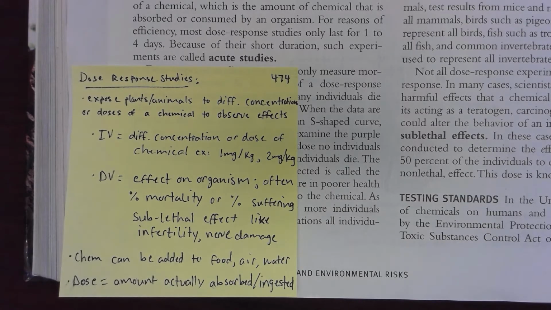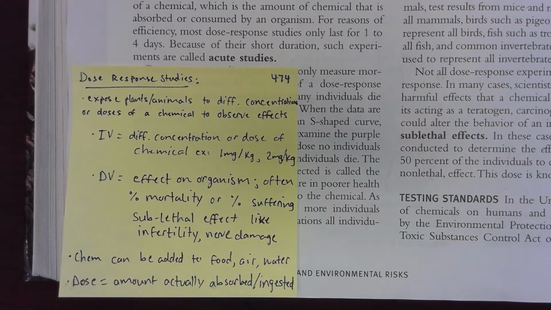We might measure that in the number of milligrams per kilogram of body weight of that organism, or we could say the number of milliliters per liter of a pesticide in a fish tank or something like that. Then the dependent variable is going to be the effect that's measured on the organisms, and it's most commonly death. So sadly, the dependent variable for these studies is most commonly the percent mortality, or the percentage of the organisms that die at the different concentrations.